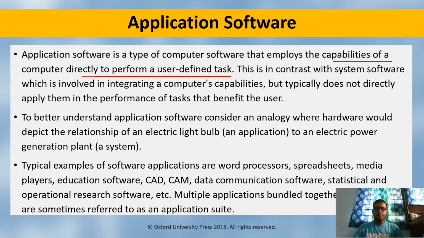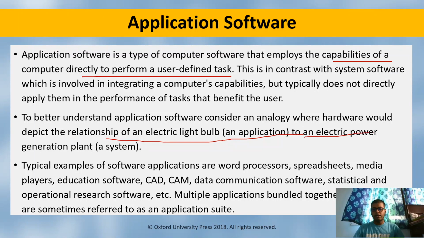To better understand application software, consider an analogy where hardware depicts the relationship of an electric bulb to an electric power generation plant of a system. So the system is an electric power generation plant, but an electric bulb is an application. Okay. That analogy will also be applicable for any application software installed in any computer. Typical examples of software applications have been already discussed.